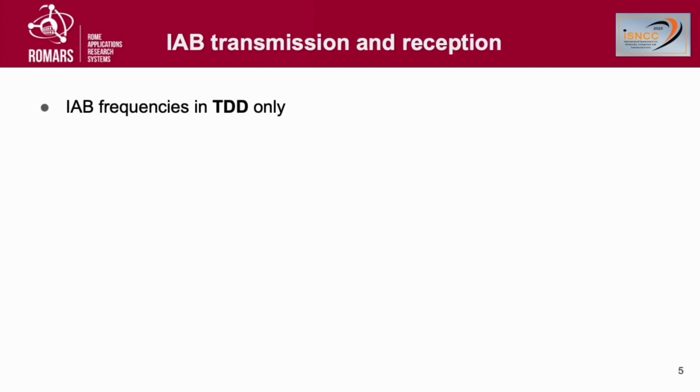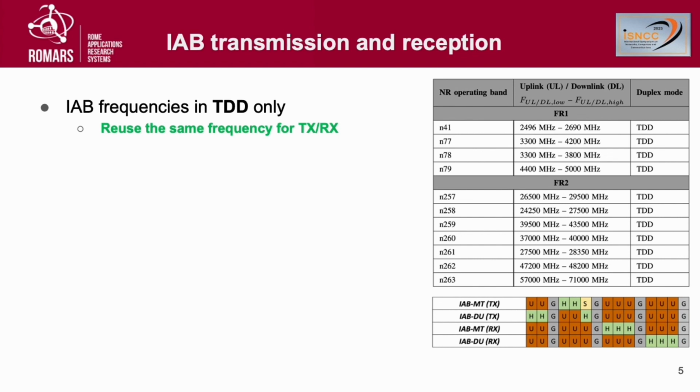Currently, the 3GPP defined a set of frequencies for IAB operations in the FR1 and FR2 regions, only using time division duplex, which allows the exploitation of the entire available band on one end, but requires the scheduling of radio resources on the other end. An example of IAB node scheduling scheme is shown below.